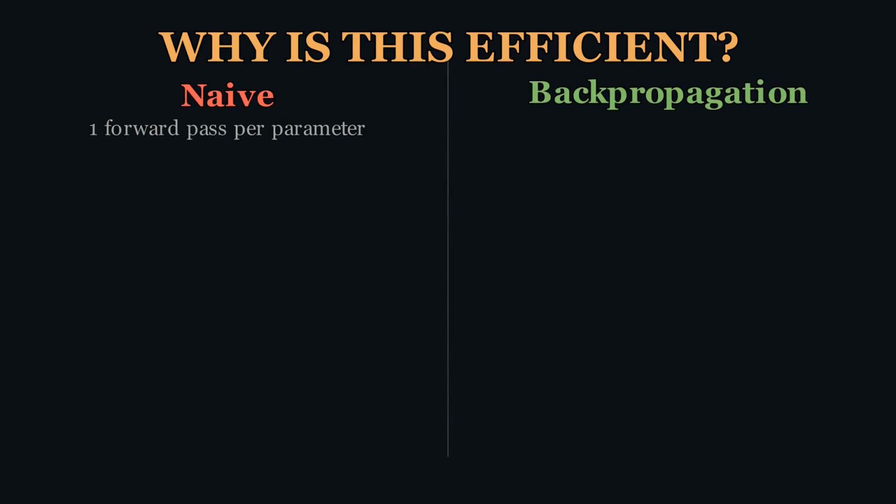The naive way. For each parameter, nudge it slightly, run a full forward pass, and measure how the loss changes. If your network has 100 parameters, that's 100 separate forward passes, one pass per parameter. The cost scales linearly with the number of parameters.